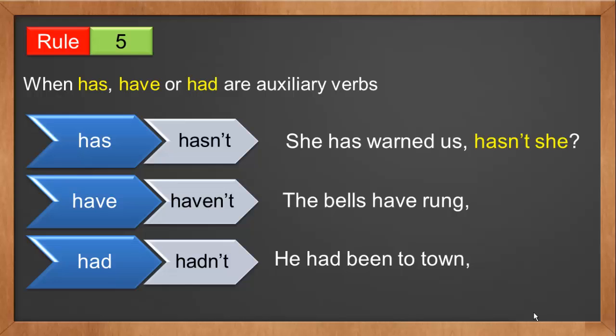She has warned us, hasn't she? The bells have rung, haven't they? He had been to town, hadn't he?